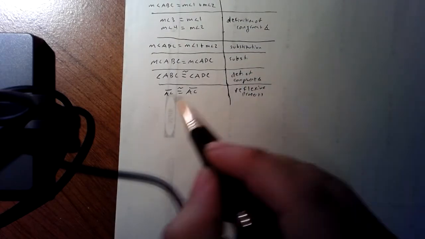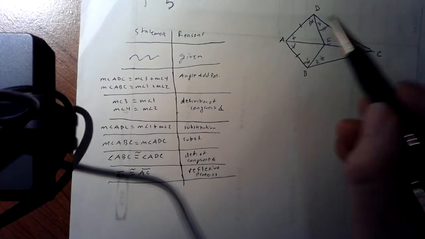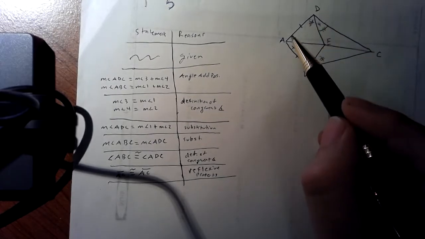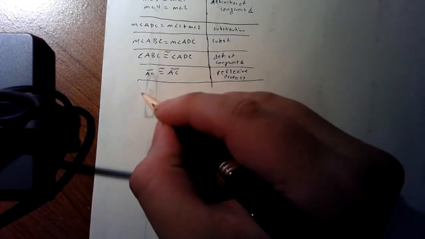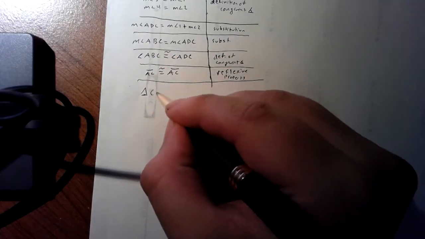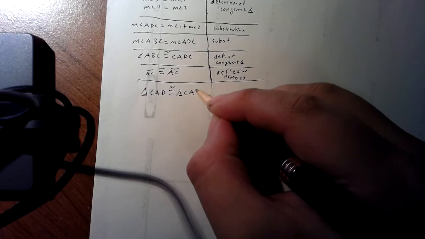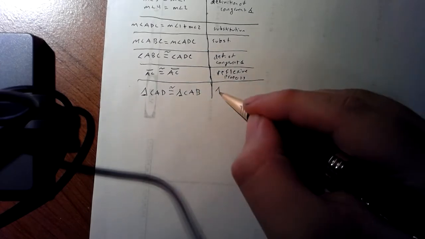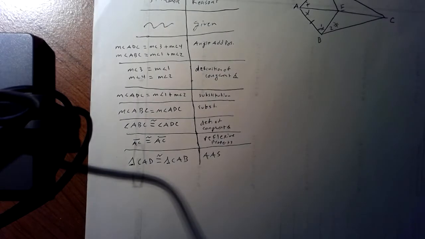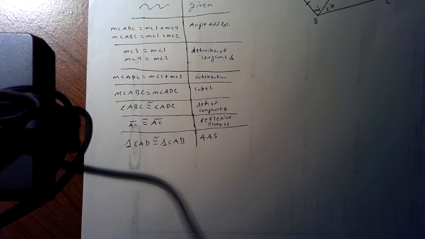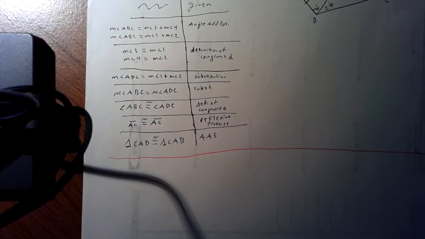So now we have this side, oh, sorry, you can't see that picture. Okay, so we have this side, this angle, and then this angle here. So now we can finally claim that triangle CAD is congruent to triangle CAB, and the reason would be angle side. Okay, so that's how that one works. It's a pretty nice proof there. Let me go ahead and divide the paper. I'm going to go ahead and fit the next one underneath here.